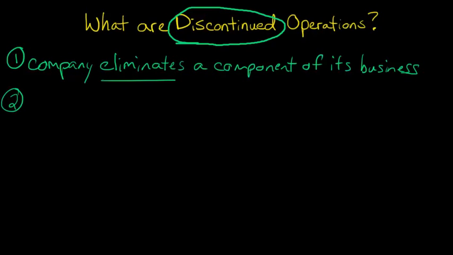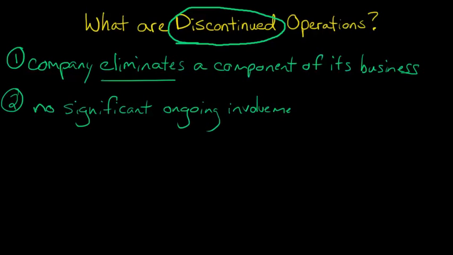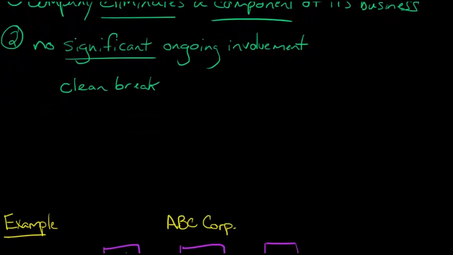But there has to be a second thing. The company is not going to have any significant involvement going forward. No significant ongoing involvement. So if the company is just saying, oh well, we're just scaling down a little bit with this one component, but it's still going to be a part of what we're doing, well, that doesn't count. It has to be basically a clean break with some component of the business. So let's get into an example here.